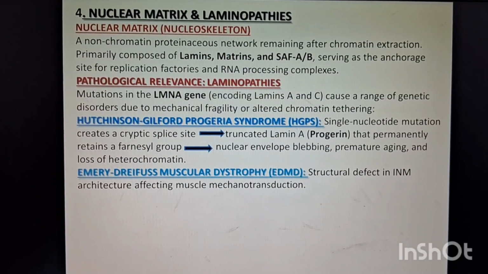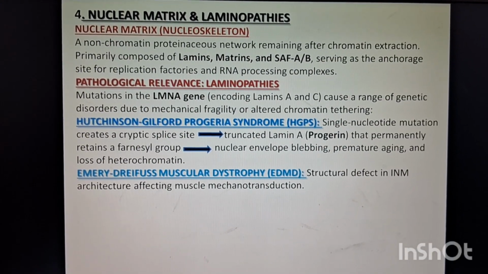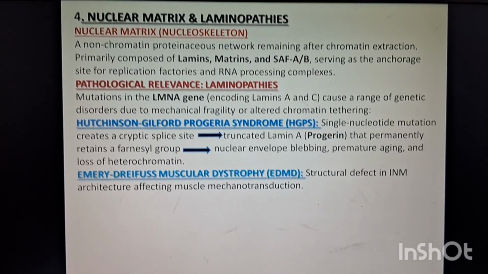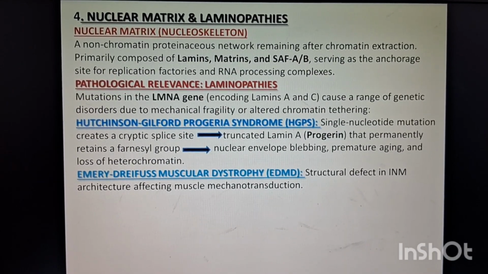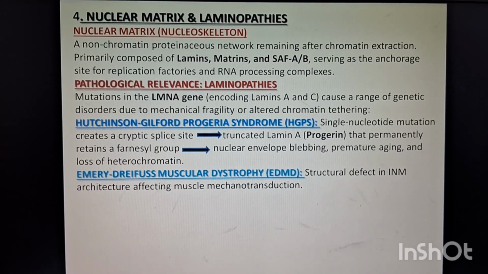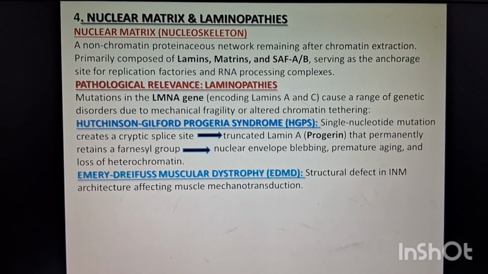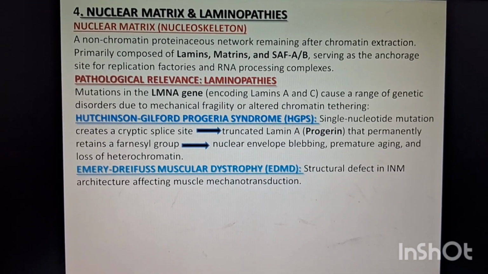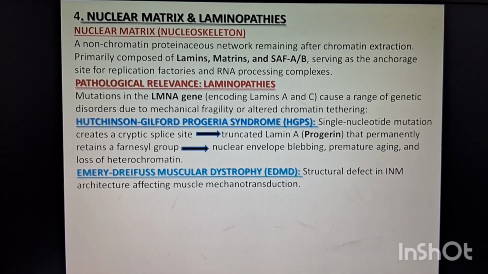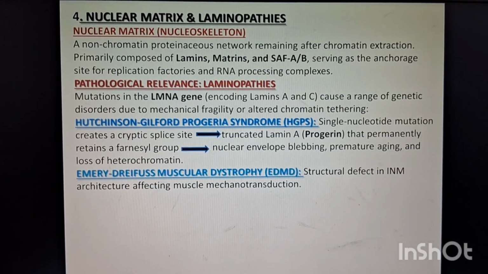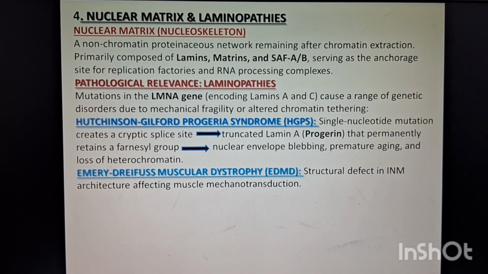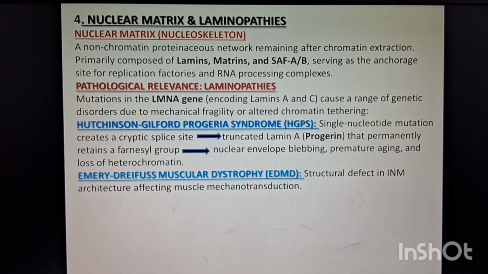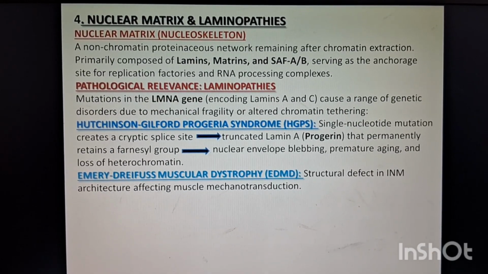First is Hutchinson-Gilford progeria syndrome or HGPS, where a single nucleotide mutation creates a cryptic splice site, producing truncated lamin A that permanently retains its farnesyl group, and then nuclear envelope blebbing, premature aging, and loss of heterochromatin. Next, Emery-Dreifuss muscular dystrophy: structural defect in INM architecture, affecting muscle mechanotransduction.